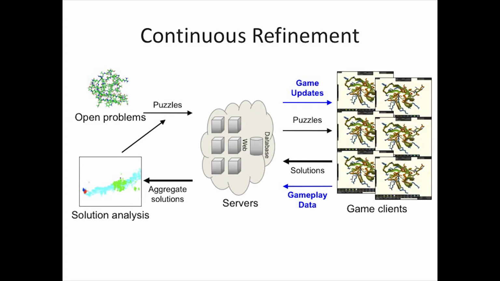And in addition to the scientific data, we can also get back gameplay data, for example, how far players make it through the tutorial levels. So we can see when new players come in, when do they quit, for example, and can we do anything to improve that?